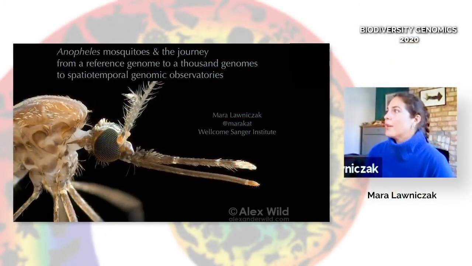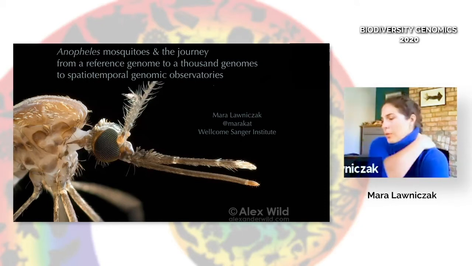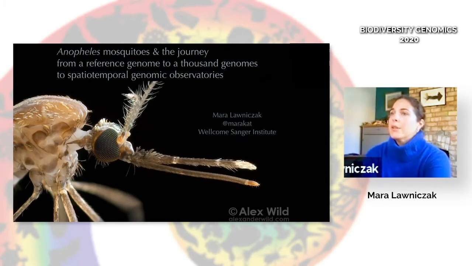Hello, my name is Mara Lawniczak, and I think Mark will have just introduced me, so thank you, Mark. A reference genome transforms our ability to study an organism, and this fact really makes projects like the Darwin Tree of Life so exciting, because in the next few years, these projects will catapult thousands of species into genome-informed ecological and evolutionary research. Today, I'm going to talk about that journey for Anopheles mosquitoes.